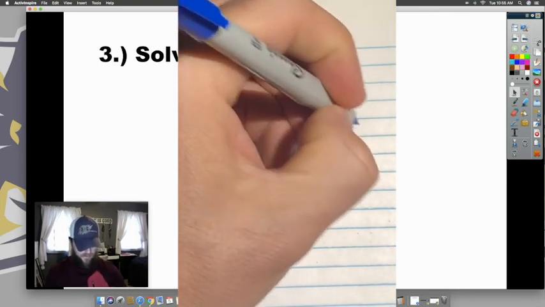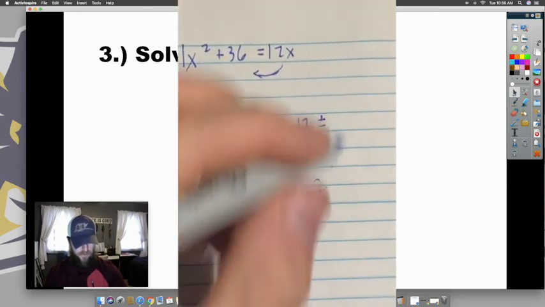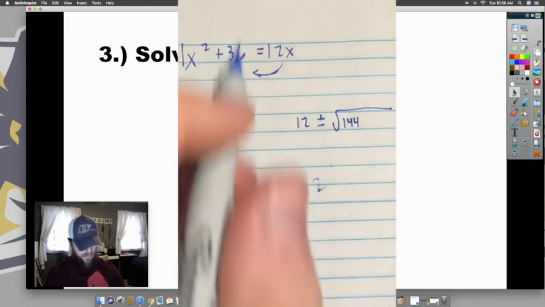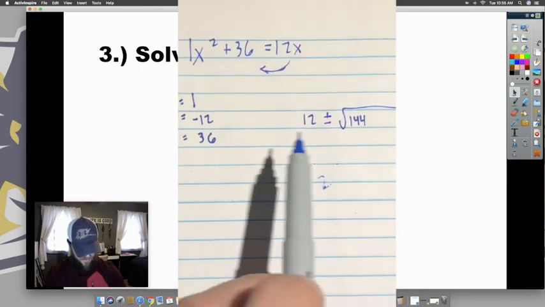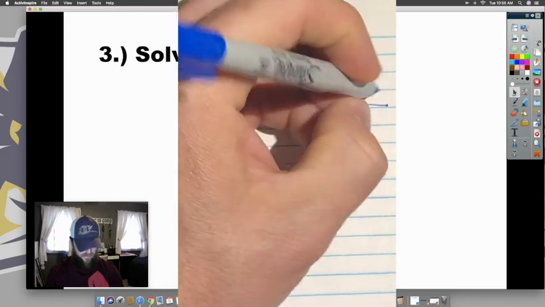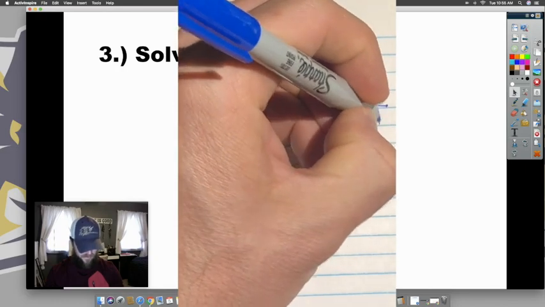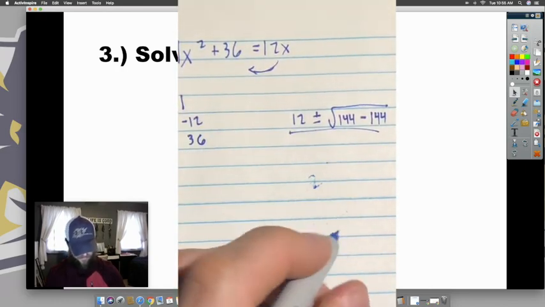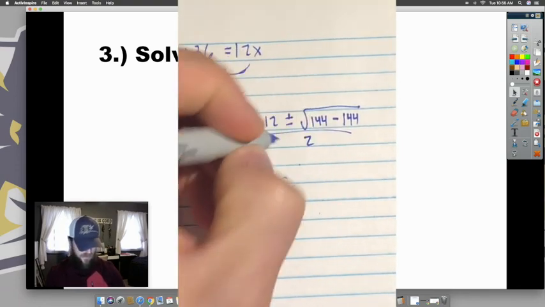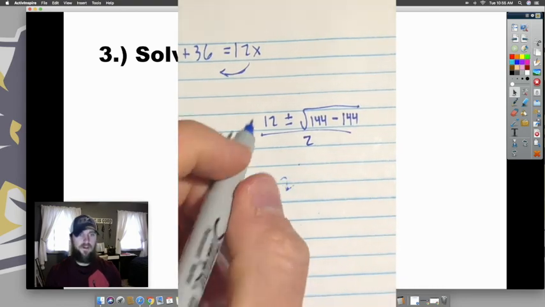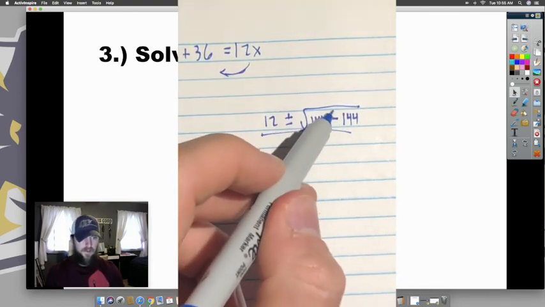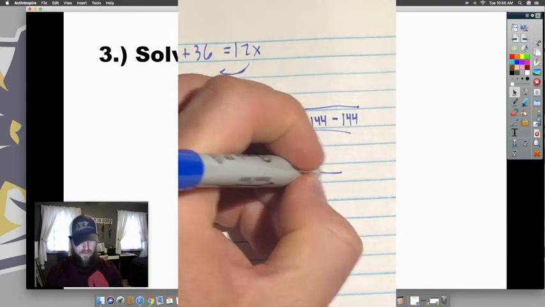We get the opposite of B, which would be 12, plus or minus the square root. B squared is going to be 144, minus 4 times A times C. So 4 times 1 is 4. 4 times 36 is 144. All over 2 times 1, which is 2. Now what happens here that's really interesting is that discriminant thing. That part inside that square root comes out to be 0.